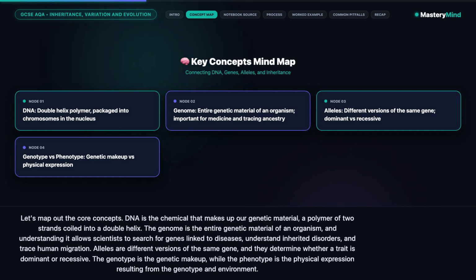Alleles are different versions of the same gene, and they determine whether a trait is dominant or recessive. The genotype is the genetic makeup, while the phenotype is the physical expression resulting from the genotype and environment.